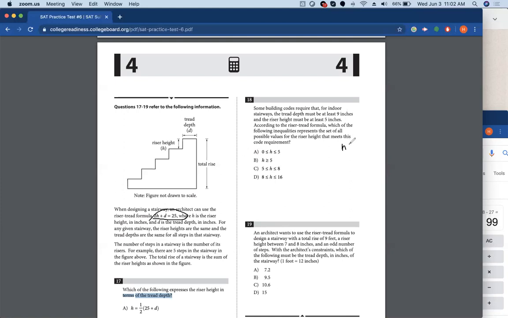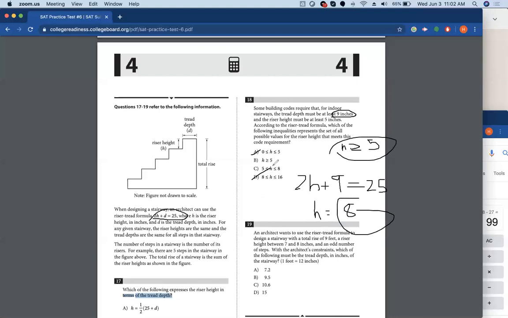So H has to be greater than or equal to 5. That's given. We know that for a fact. That's wrong. That's wrong. That's technically right. That's wrong. So we're left with B and C. And now we can plug it in the formula, right? We said that the tread depth must be at least 9 inches. Let's plug in 9 to that formula. Right? 25 minus 9 is 16. H will equal 8. Therefore, it ranges from 5 to 8. Okay? It's going to be C.